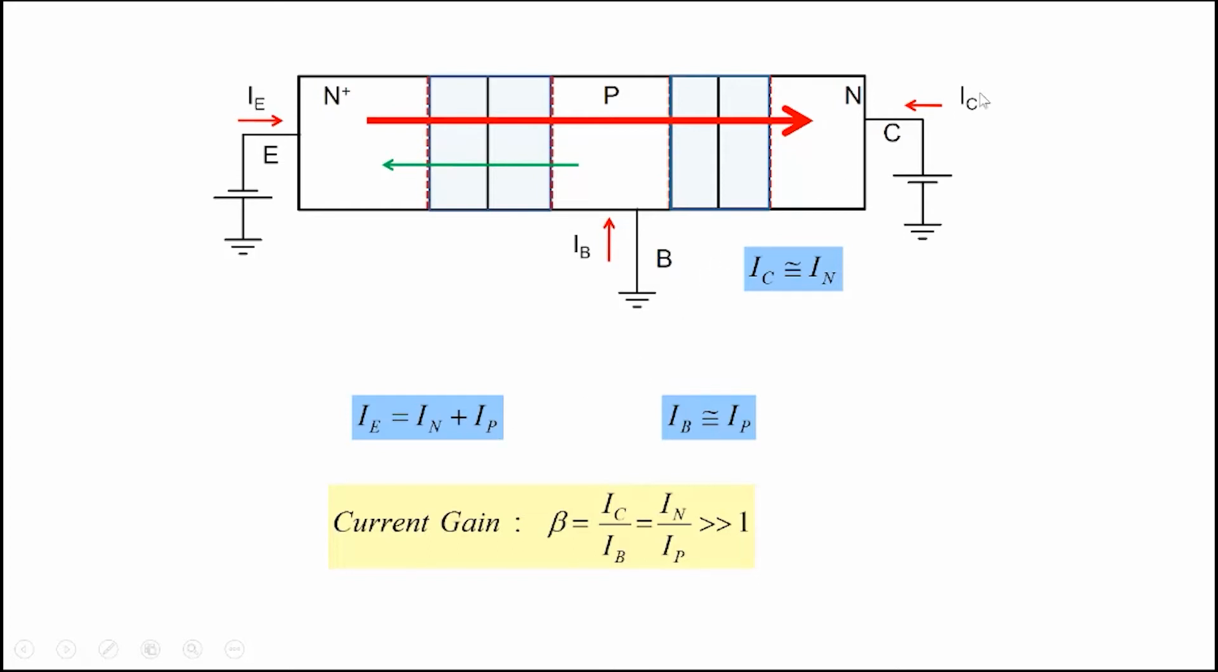And so collector current is IN, base current is IP. So the ratio of collector and base current is IN by IP. And we said the ratio of IN and IP is these two current components here. And because it's N plus, this current is maybe 100 times stronger than this. So we have a current gain. We have IC by IB, which is what we call beta, is much, much larger than 1. Maybe 100, maybe 50, maybe 150, depending on the construction of the transistor here.